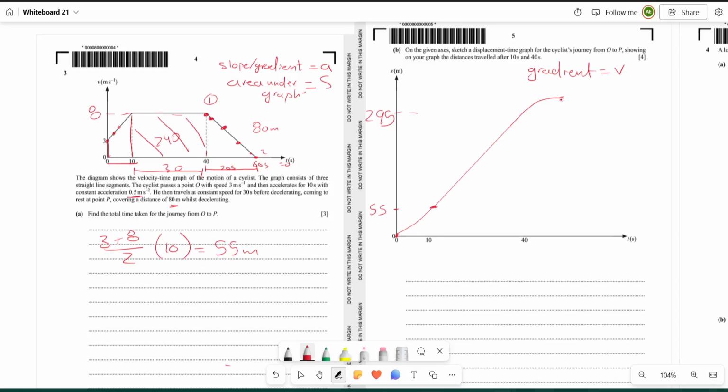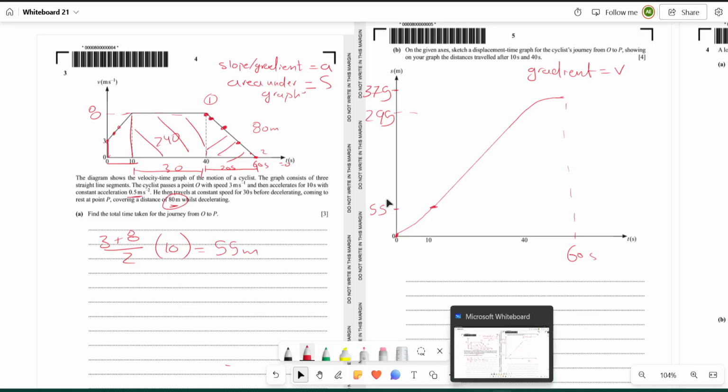And over here, this is a flat line indicating that the gradient is 0, which means that the velocity is 0, which means that this part over here is 0. This is 60 seconds because this point is this point. However, I need to know how much did I move in this part. I already know it is 80 meters, so I'll just add over here 80 meters. So 295 plus 80 is going to equal 375, and this is going to be my answer over here.